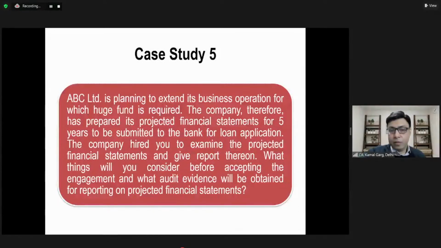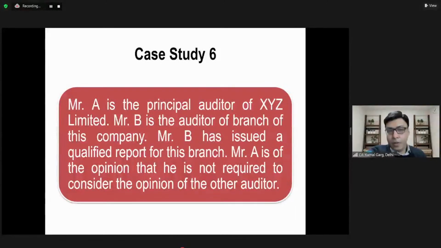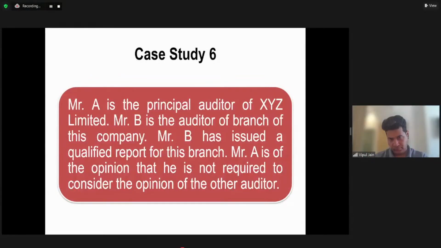Number 6 case study. Mr. A is the principal auditor of XYZ Limited. Mr. B is the auditor of a branch of this company. It could be possible that there is a head office and a branch office, and both can have separate auditors. So what happened? XYZ Limited has principal auditor Mr. A and branch auditor Mr. B. Mr. B has issued a qualified report for this branch.